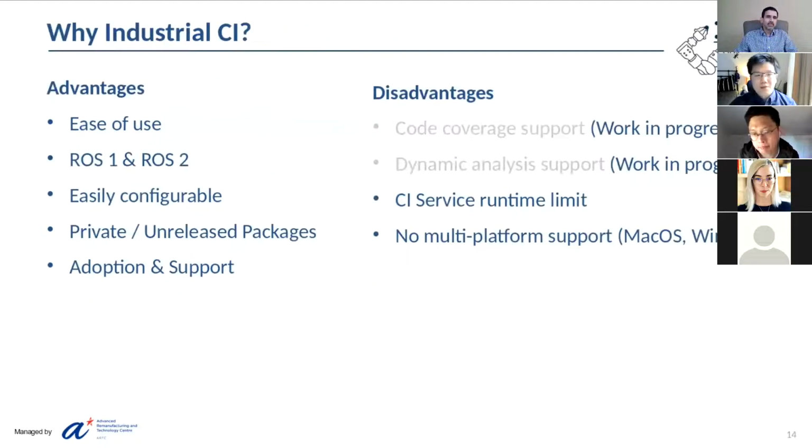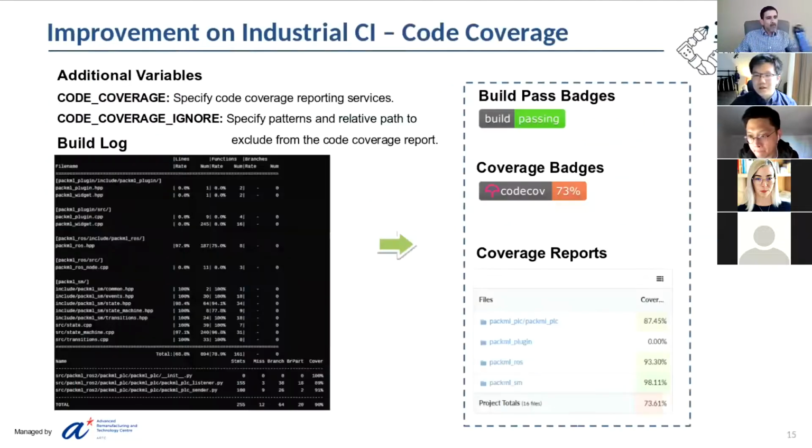In light of some shortcomings, we're also in the process of fixing them. Some of the changes will be merged in very soon. We're still in the process of getting most of it done. One of them is generating code coverage, and you can specify which code coverage reporting service you want to use and what kind of path, whether relative or absolute, you want to exclude from your code coverage report.